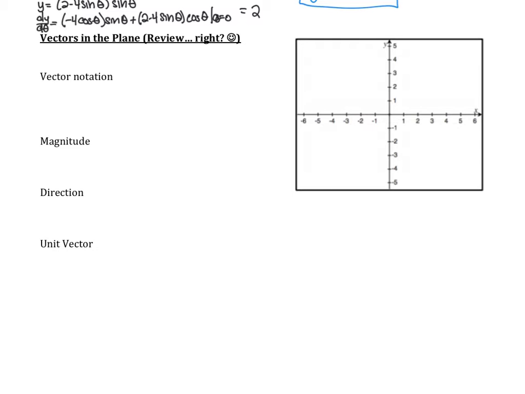When we talk vectors in the plane, there's several things we're going to look at, both the notation, the magnitude, direction, and unit vector, hopefully jogging your memory just a little bit, and then we'll move on to some operations dealing with vectors. So let's begin. First, let's draw a vector in this plane. So let's draw it right here. So this is 2 over in this direction, and then 3 up, in case you can't tell what my intention was.